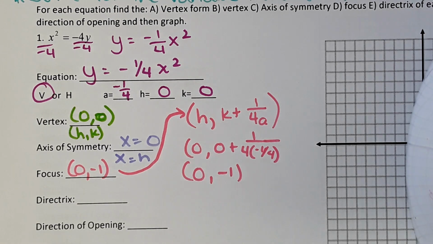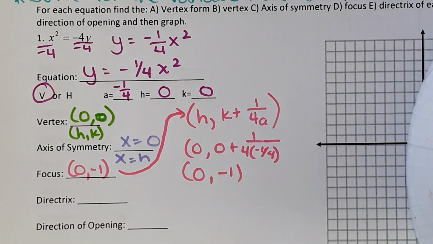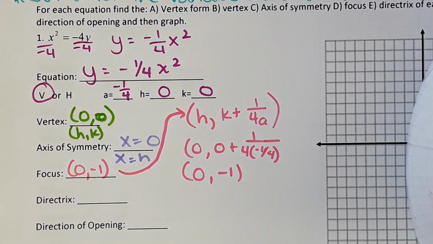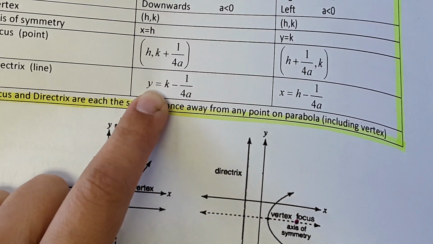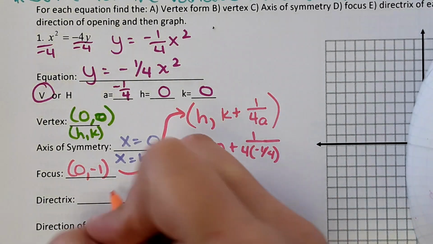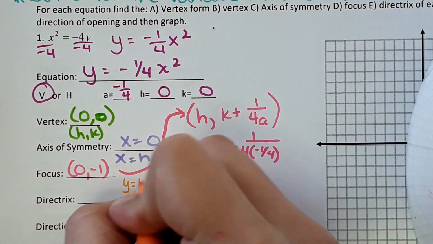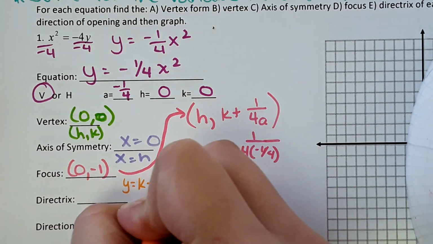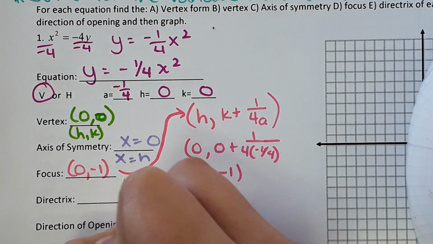Okay, then directrix. Again, I'm just pulling the instructions off the chart. Directrix is this, so I'm going to write that down. Y equals k minus 1/4a, and then plugging in values.